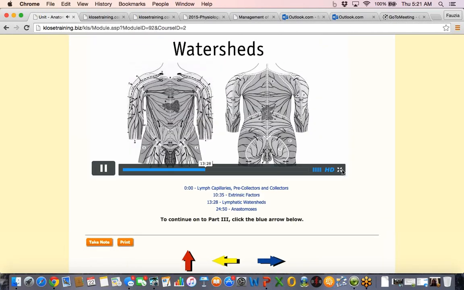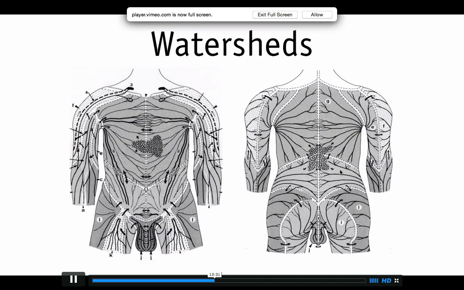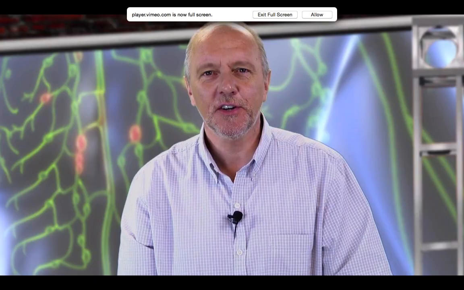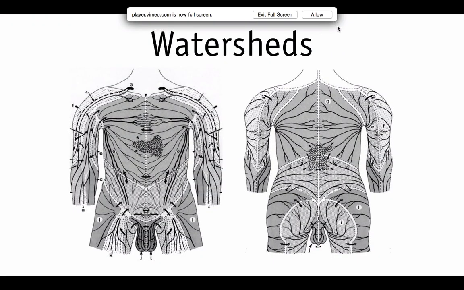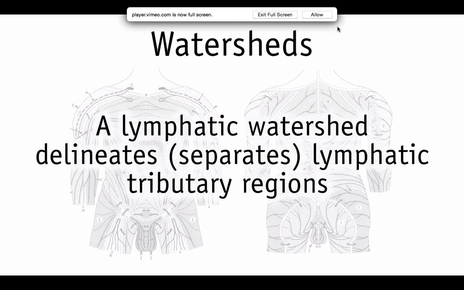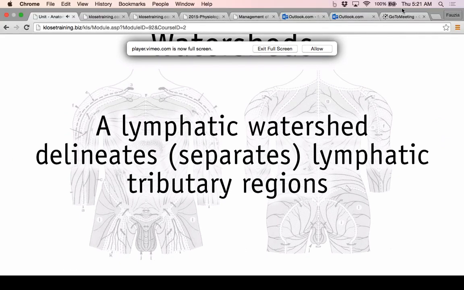Now we want to take a closer look at lymphatic watersheds. And when we talk about lymphatic watersheds, we're going to use diagrams that look and feel already familiar to you. Lymphatic watersheds refer to the superficial lymphatic system. The definition of a lymphatic watershed is that the lymphatic watershed delineates or separates lymphatic tributary regions.